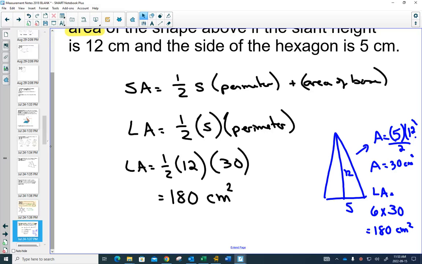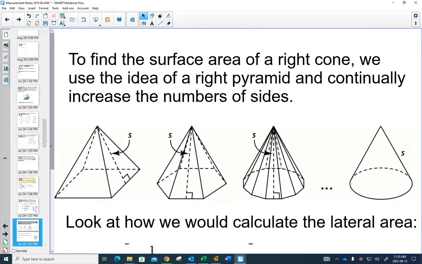Just a preview of what we're going to be doing tomorrow. We start with a pyramid that has a square. Then we have a pyramid that has 6 sides. And then more sides. And as you keep adding sides to the polygon at the bottom, more and more and more of them, can you see eventually it morphs into a perfect cone?